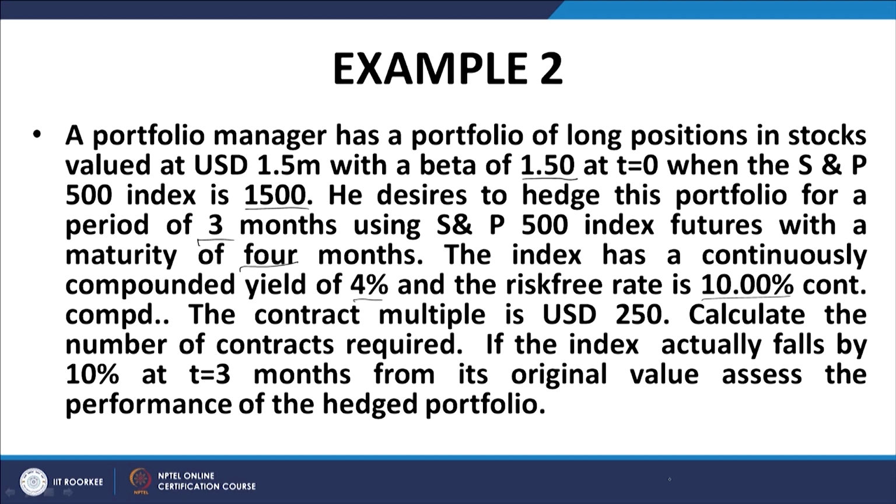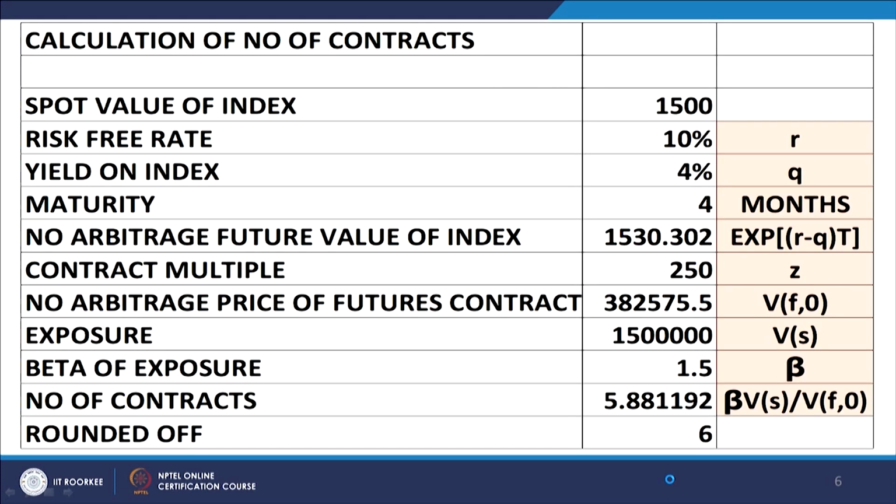So, at the end of the hedge period, if the index falls by 10% from its original value, assess the performance of the hedge. So, first step is calculation of the number of contracts. Now, we will go very slowly because this example exemplifies everything about the number of contracts that we talked about algebraically in the previous slides.